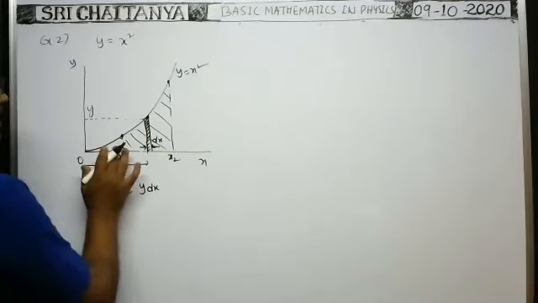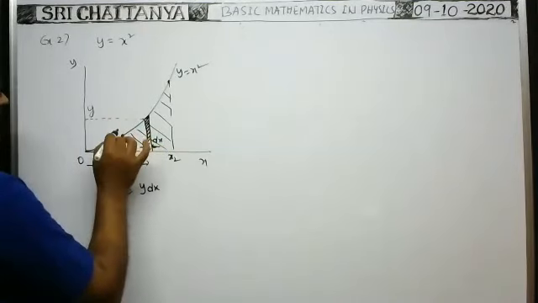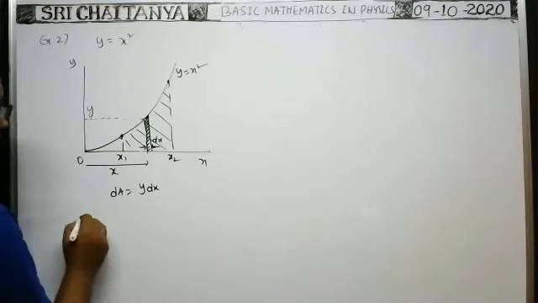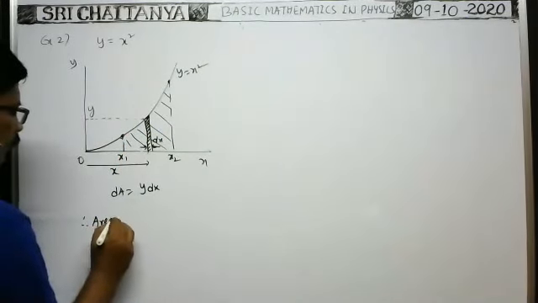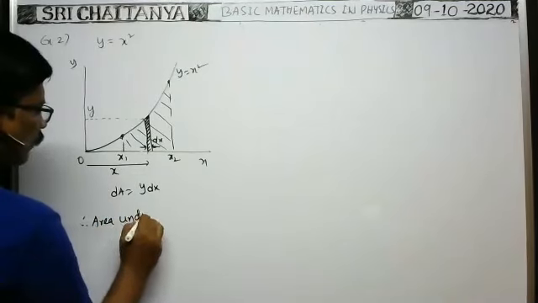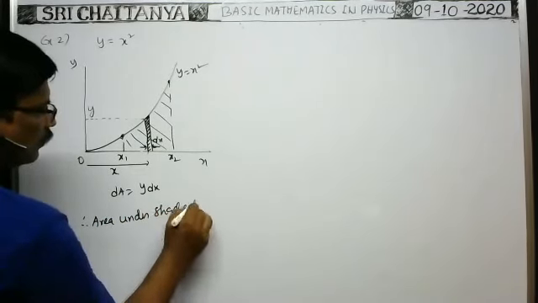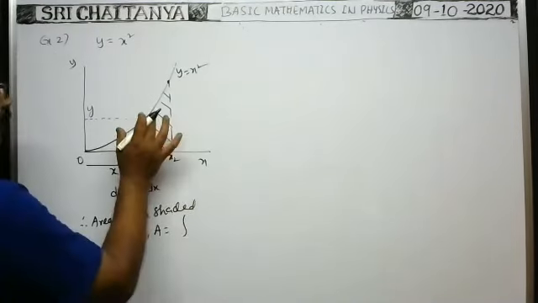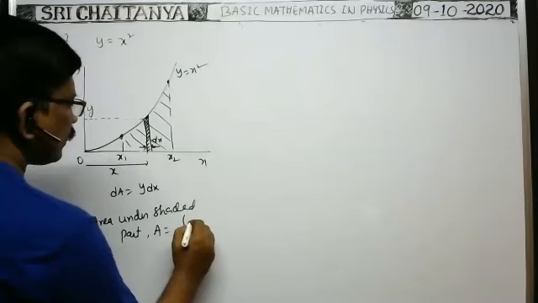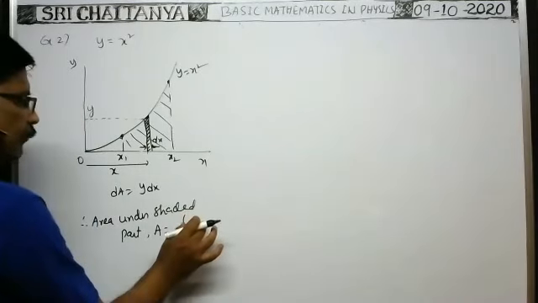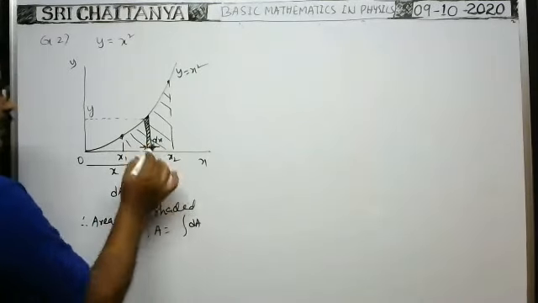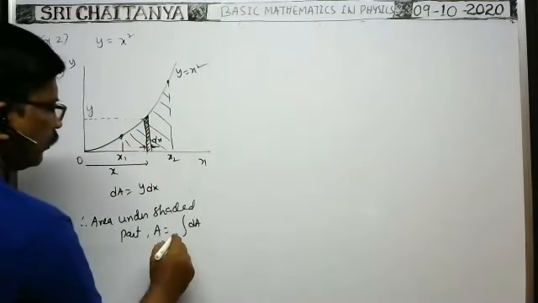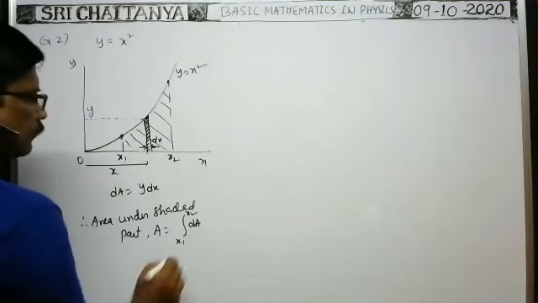So what is the area under the graph between x1 to x2? The area under the graph between x1 and x2 is the area of the shaded part. Therefore the area under the shaded part, say capital A, is equal to the sum of the area of the element considered, taken as dA. For the area under the shaded part, we have to imagine this type of elements from x1 to x2. That's why between x1 to x2 you integrate.